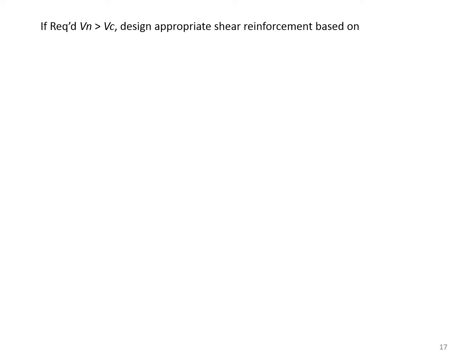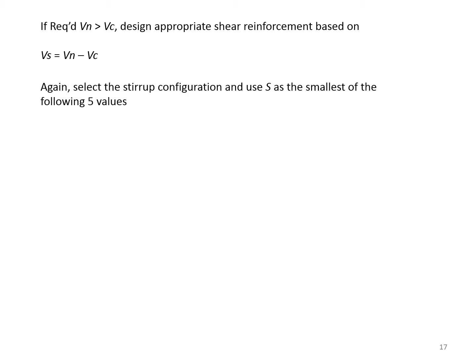If required Vn is larger than Vc, then we need to design appropriate shear reinforcement based on the difference of Vn and Vc. And in this case, after we decide on the stirrup configuration and Av, we pick S as the smallest of the following five values. The first value is based on the equation for Vs. The second and third equations are based on the minimum amount of steel. And the fourth and fifth equations are based on the limits on S.